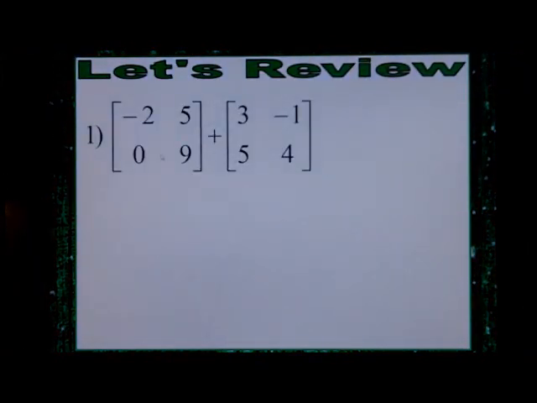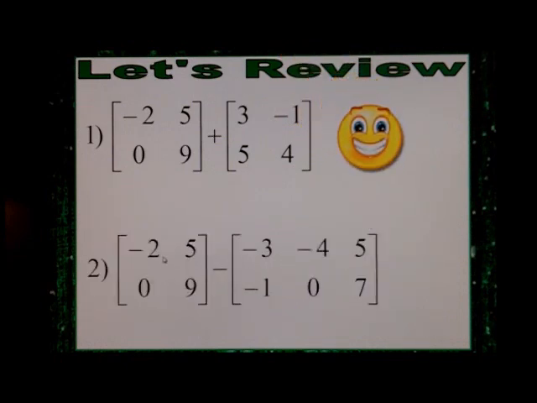So if you remember what we just did in class, reviewing-wise, when you have two matrices like this, one here is a 2 by 2. This one's a 2 by 2. You can add these two matrices, remember, because they have the same exact row by column dimensions. 2 by 2, 2 by 2. Remember, it doesn't matter if they're square matrices or not, as long as they have the same dimensions.